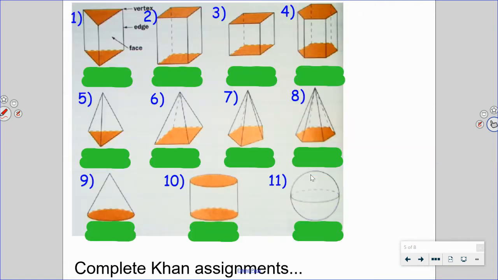And so here we go. I'm going to actually ask you to number your paper 1 through 7 and figure out what shapes these are. See if you can do it. Again, pause and come on back when you're ready.